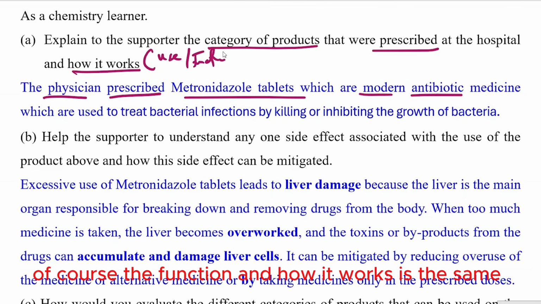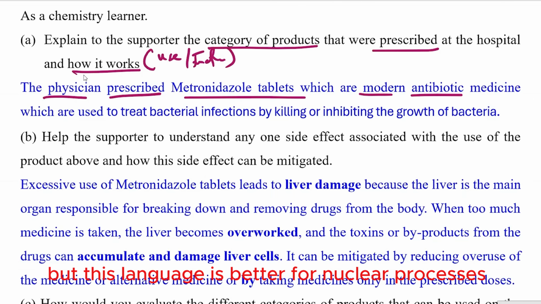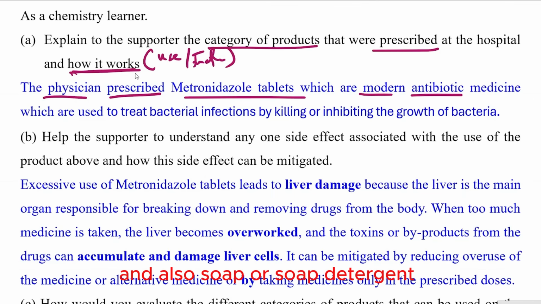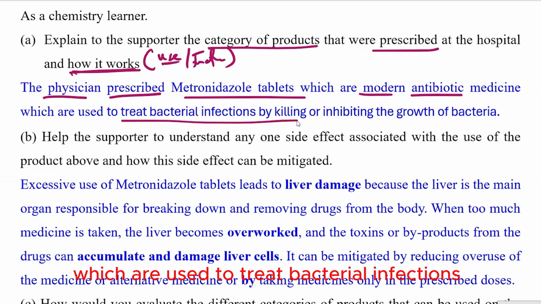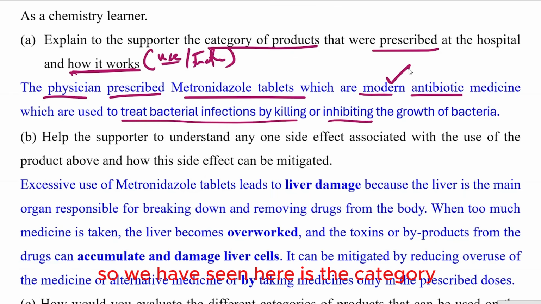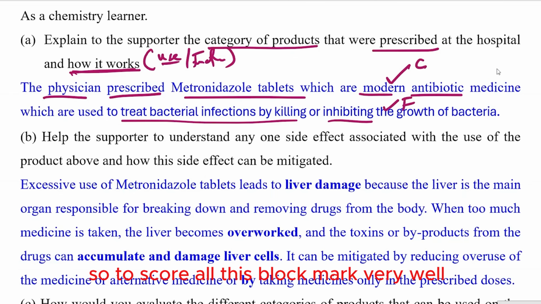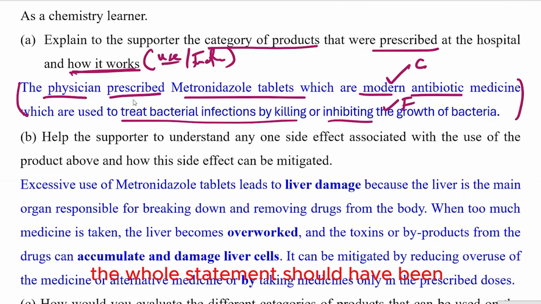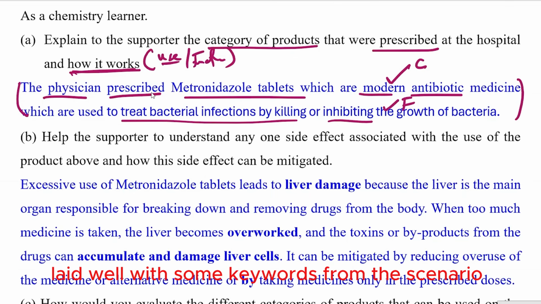Of course, the function and how it works is the same, but this language is better for nuclear processes and also soap or soap detergents. But here, the best word would be the use, which are used to treat bacterial infections. So we have seen here is the category, then this is the function. So to score all this block marker very well, the whole statement should have been laid well with some keywords from the scenario. Let's go to part B.